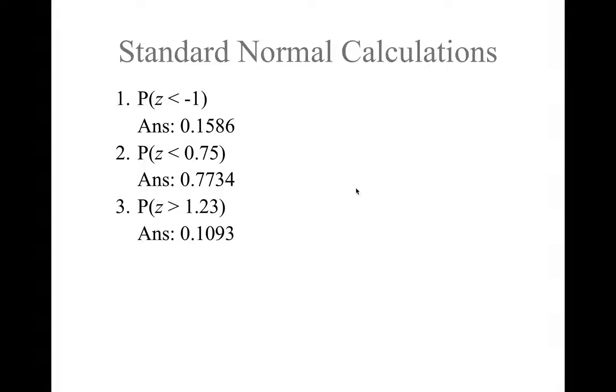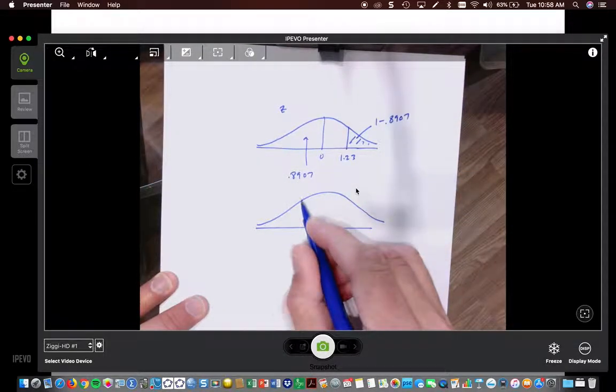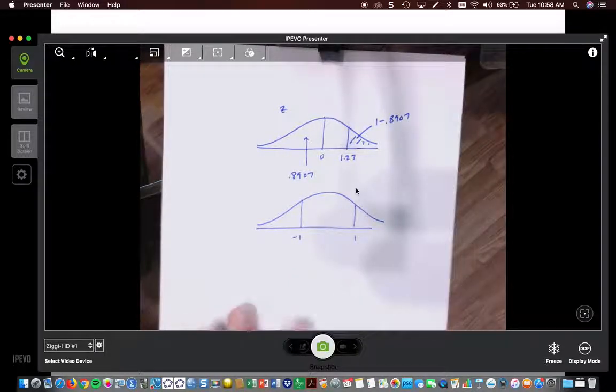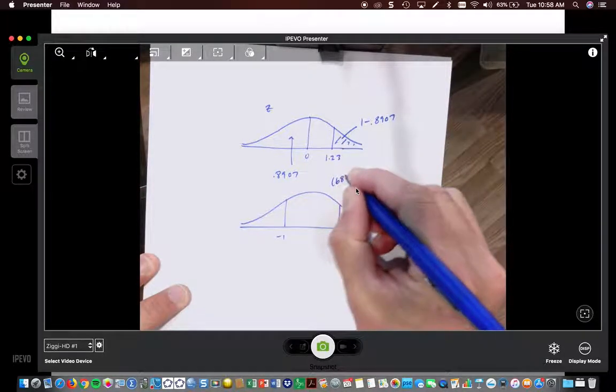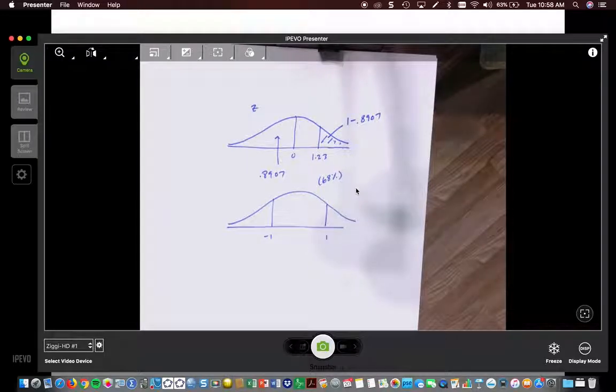Okay, about 11%. What about the probability that z is between -1 and 1? Now we're looking for the area in between -1 and 1. The empirical rule applies here, and the empirical rule says that this is going to be about 68%. But I want to use the table in order to come up with the same answer.